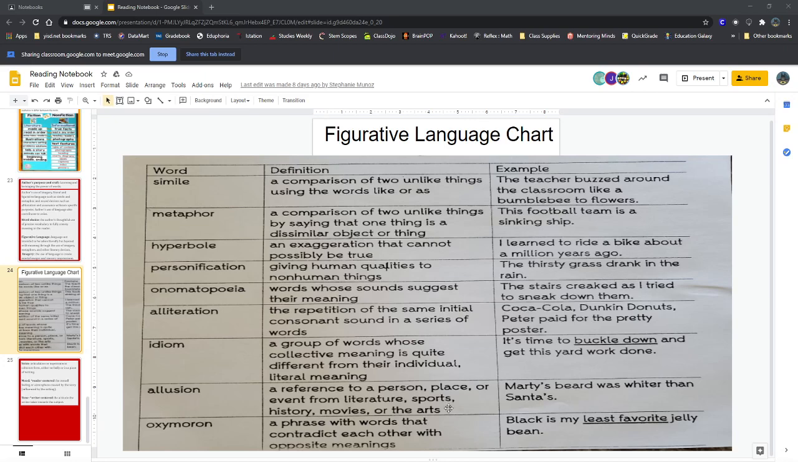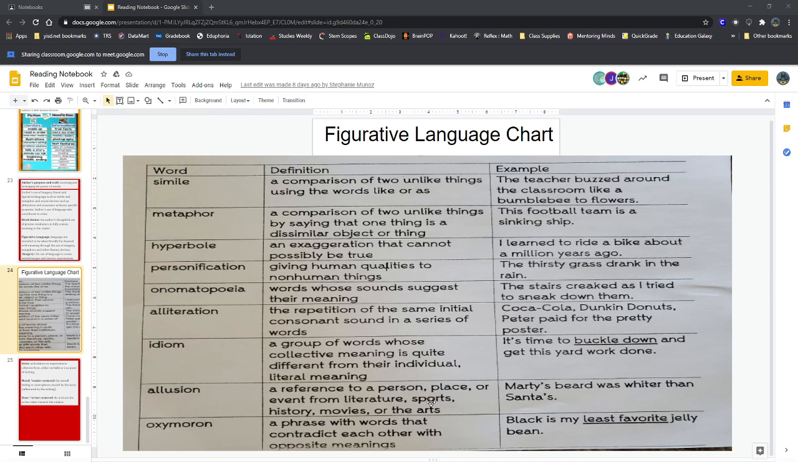So look at this example. Marty's beard was wider than Santa's. So they're making an allusion to Santa Claus. Because normally in the pictures that we see of Santa Claus, he's got the red hat, the red suit, and a big, white, bushy beard.